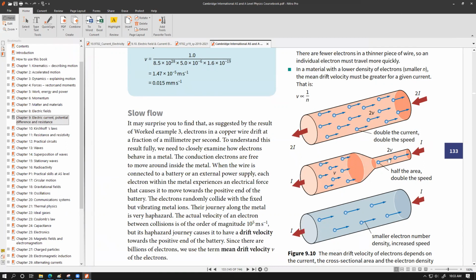No. These two parts of the conductors are connected in series. How can you have different current? Current has to be the same because they're connected in series. It's the same current, but here the cross-sectional area is half. So if this is A, this cross-sectional area is A by 2. That's the key difference.